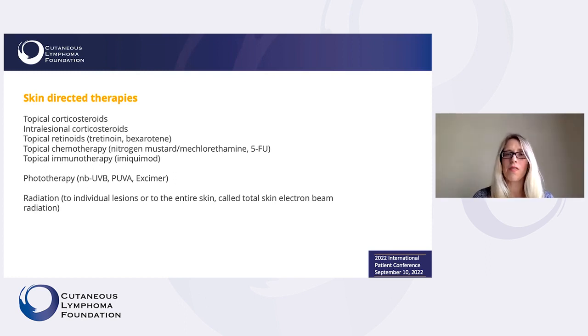Then another very common tool in our tool belt for treatment is phototherapy. There's a number of different types of this. The most common is called narrowband ultraviolet B. There is another more potent form of phototherapy, although it's not widely available, called PUVA, which is psoralen, an oral or topical medicine that's given, and then ultraviolet A light. And then there is a device called an excimer laser, which is a laser that produces ultraviolet B radiation.